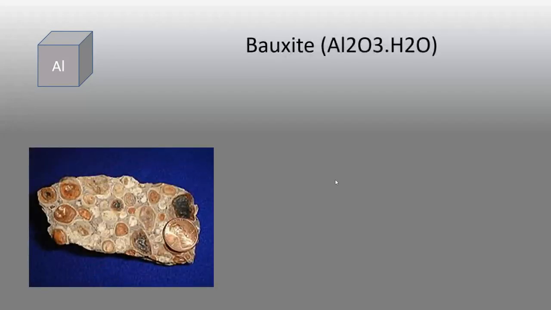Now we will start with aluminum and its ores. The main ore of aluminum is bauxite. I hope you all know this, you have studied it from 10th. Bauxite is a main source of aluminum as well as gallium.